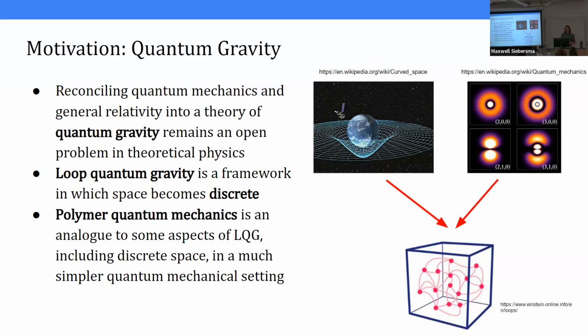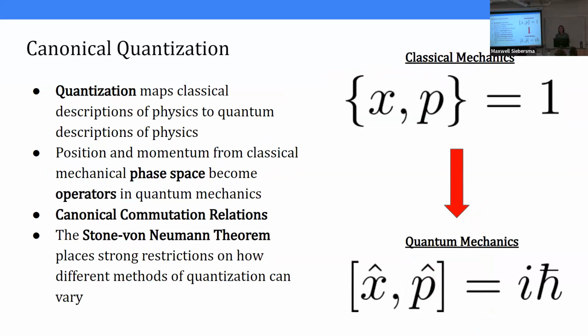Now, polymer quantum mechanics was motivated by some of these ideas in loop quantum gravity, but it looks at just kind of quantum mechanical systems we're more familiar with and are a lot easier to work with. So when we talk about quantizing a system, what we're really referring to is trying to go from a classical mechanical mathematical understanding to a quantum mechanical one. So in classical mechanics, we have variables like position and momentum that form coordinates in what's called phase space. And we can relate these with an algebraic structure called a Poisson bracket. And in canonical quantization, we map this bracket to a commutator relation on operators, and we get what's called the canonical commutation relations.